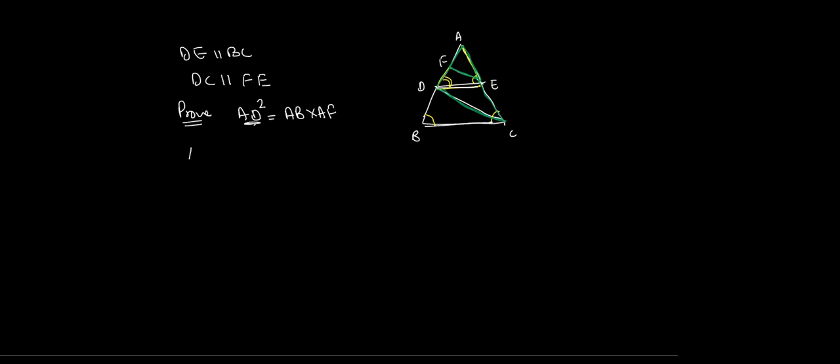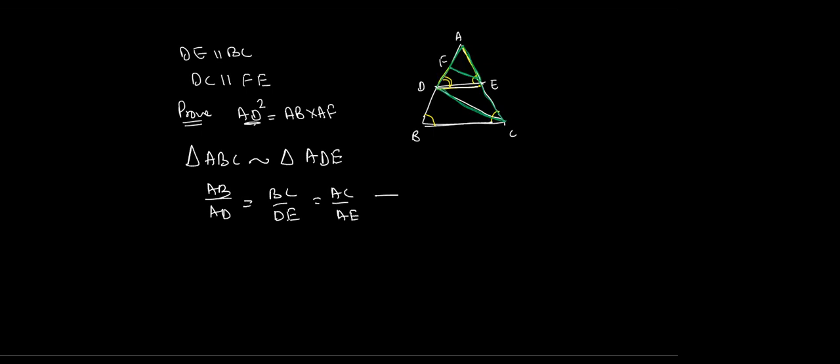So we can write here that triangle ABC is similar to triangle ADE. So you can write AB upon AD will be equal to BC upon DE will be equal to AC upon AE. This is our first equation.